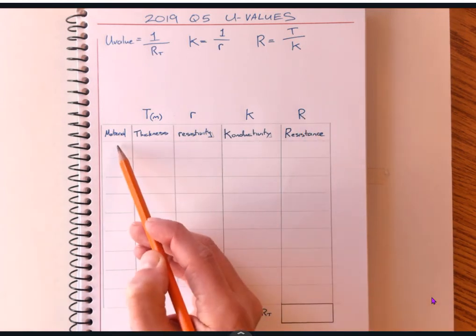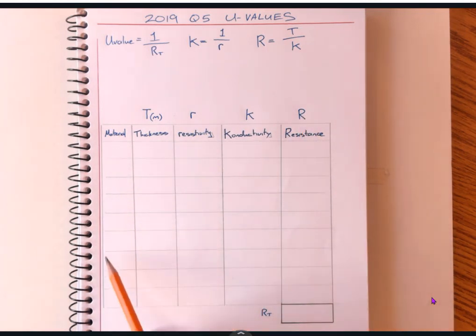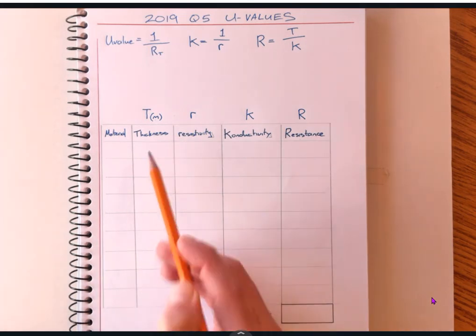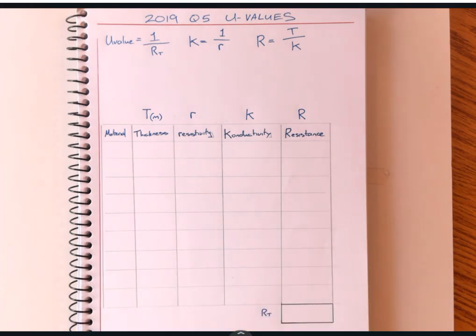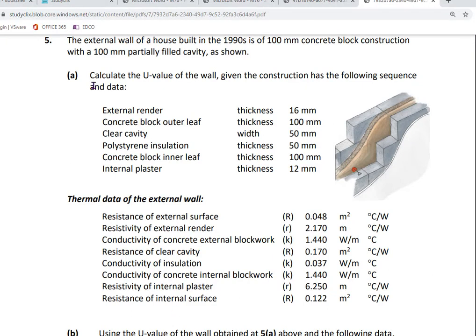We need to start filling out each material that's been given to us in the question, and we'll stick in the thickness as well. So that's our first task. If I go back to the question, I have 1, 2, 3, 4, 5, 6 materials to put in, and I've got thicknesses to put in along with those. The thicknesses are in millimeters, which causes a problem. I need to convert them to meters.